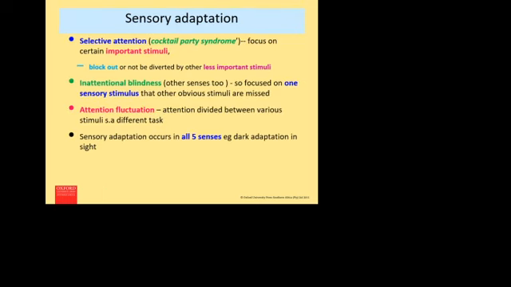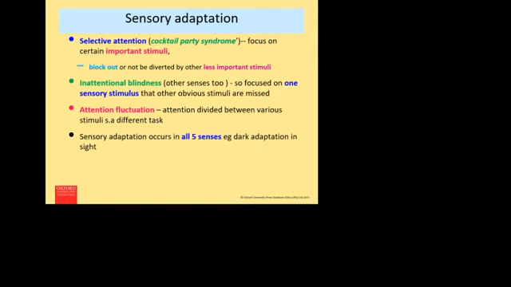There are many types of sensory adaptation. The first one is selective attention. For example, when you are at a party, we call it the cocktail party syndrome. You can hear lots of voices, the music, people talking to others. But if you talk to your friend, you are still able to listen to what your friend says, because you block out all the information and stimuli that are not important. So you can pay attention to selected stimuli.